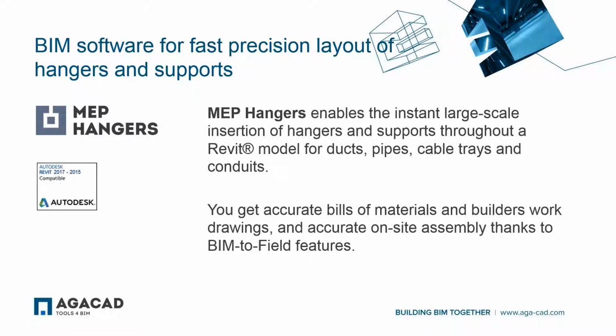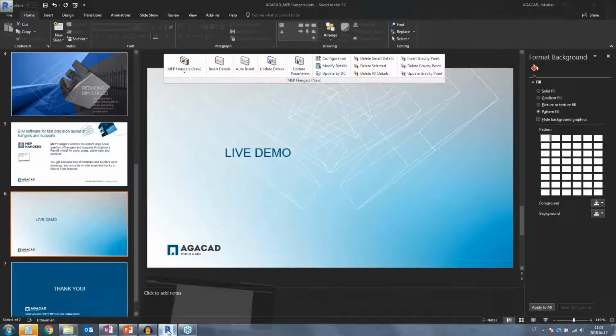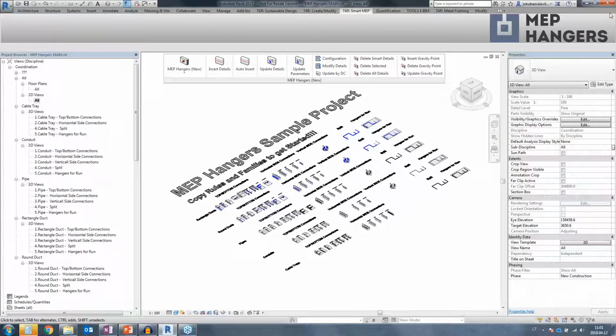In this webinar, we're going to speak about BIM software for fast precision layout of hangers and supports, and we're going to use a brand new software called MEP Hangers. Previously we had it, but it was a bit weaker. So right now we try to develop a really good software that will be capable of doing more and more. I don't want to speak about this literally. I just want to jump into Revit and show everything we have.